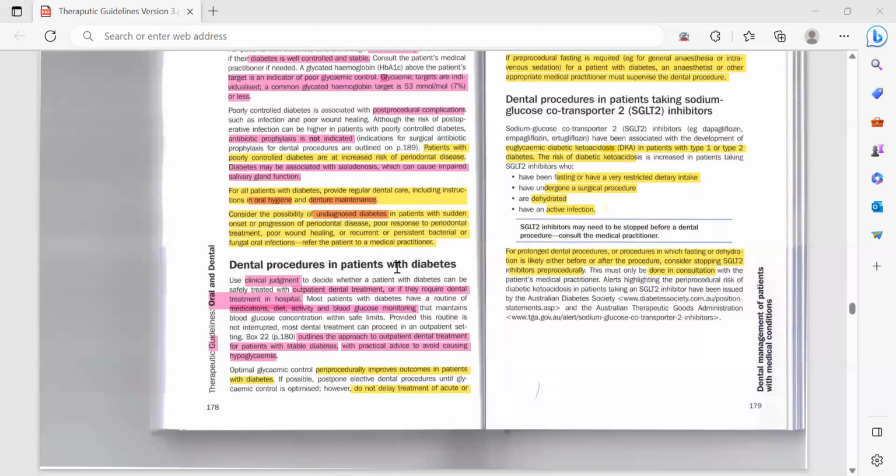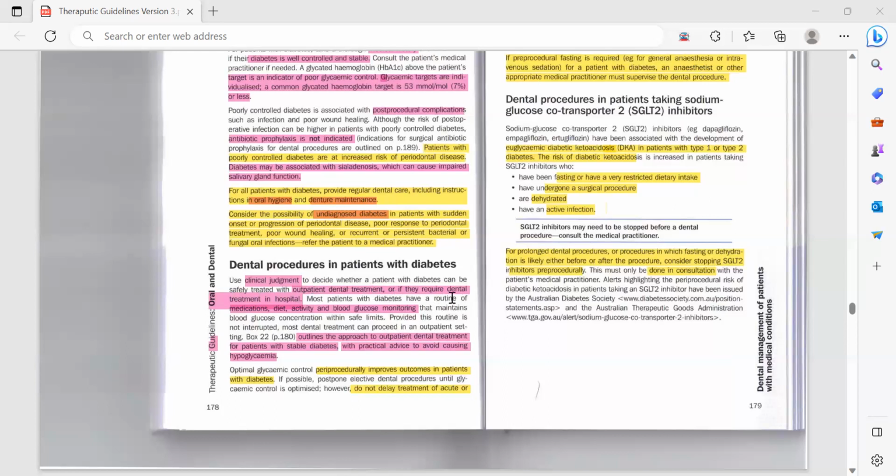Then dental procedures in patients with diabetes. What dental procedures can you do, and how? Use clinical judgment to decide whether a patient with diabetes can be safely treated with outpatient dental treatment or if they require dental treatment in hospital. Okay, you need to use your clinical judgment for this.